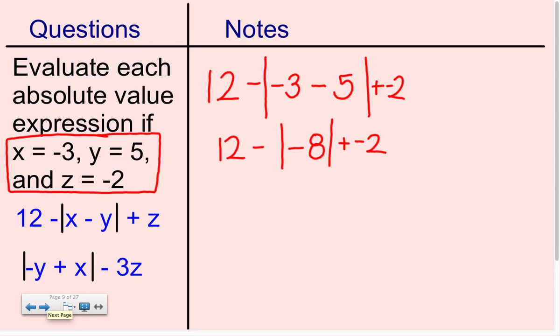Now I'm not done with my absolute value yet. I have to take the absolute value of -8, which is 8. Bring down the 12. Bring down the -2. And now all I have left is adding and subtracting. Now in PEMDAS, we do adding and subtracting from left to right. So 12 minus 8 is 4. 4 plus a -2 is 2.